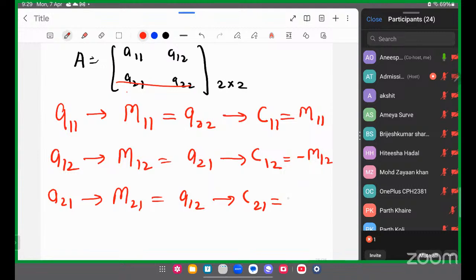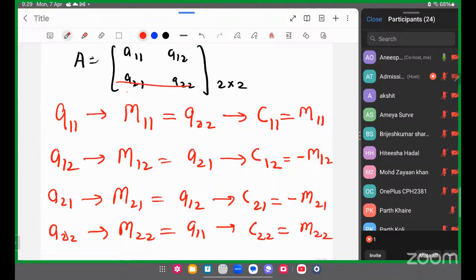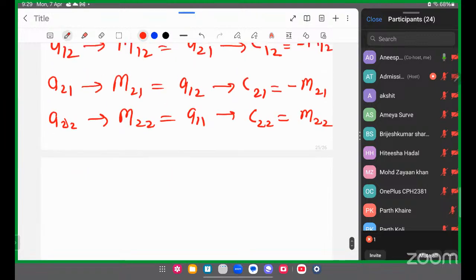So sign has to be changed. M21. A22 will give M22. Second row, second column will give the A11 element. And the cofactor regarding 2 plus 2, which is even, will be the same as the minor. That is M22. Are you getting it? How to find out minor and cofactor?